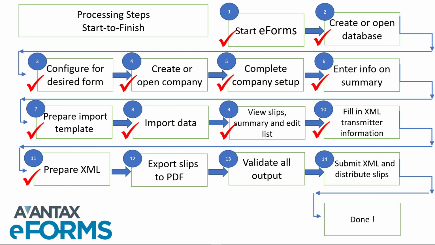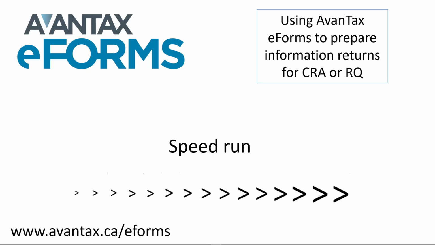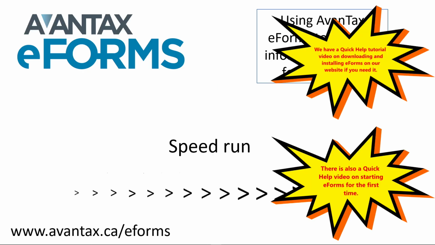Then you can prepare your XML and correct any issues that it reports. In step 12, you would export the slips to PDF files. And then almost at the end, you would review and validate all your output. And finally, you would submit the XML to the government and distribute the slips to the recipients. And you're done. So with that aside, let's start the speed run by looking at the software.